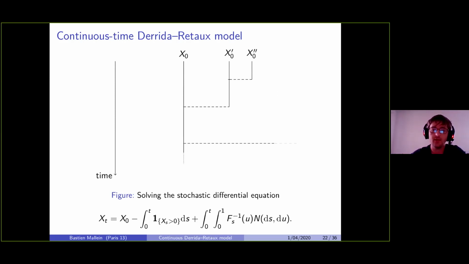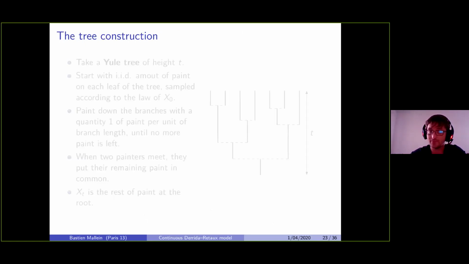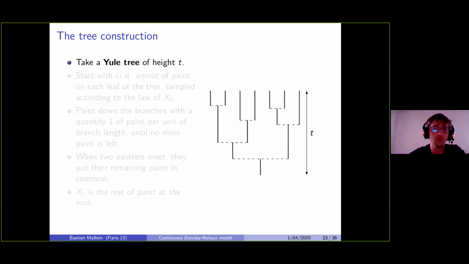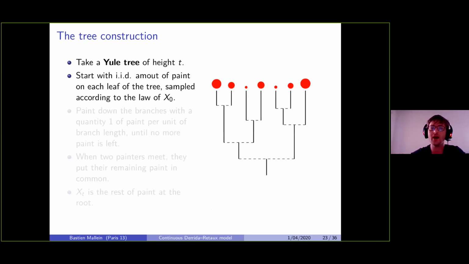And when you look back, what you see is that what you constructed is a Yule tree. So you can reconstruct the Derrida-Retaux process as a process on a tree, similarly to the Derrida-Retaux model in discrete time, which was constructed on a binary tree. To construct the process at time t, you take a Yule tree of height t, and you start with i.i.d. amounts of paint on the leaves of the tree that you sample according to the law of X_0. So you take i.i.d. random variables on the leaves of the tree that represent amounts of paint.